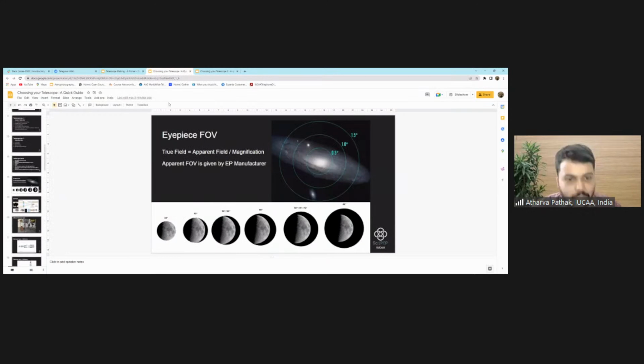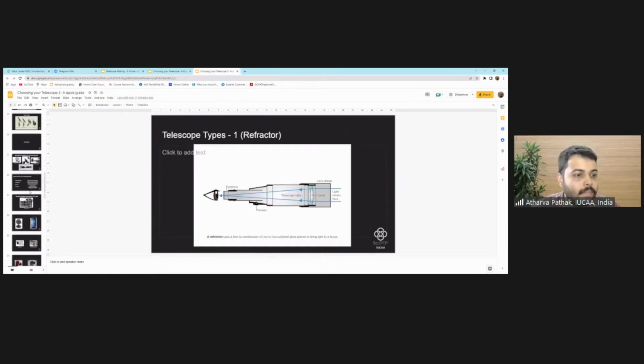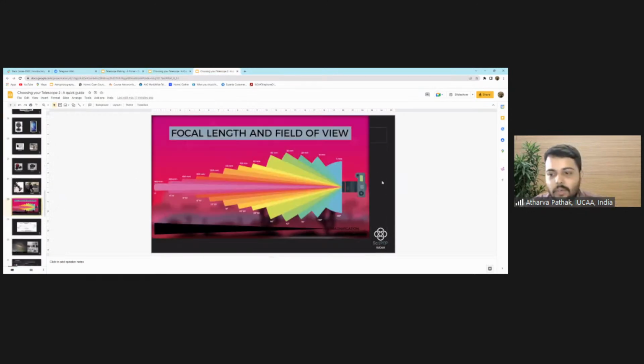Just a second. So you can quickly see this graphic over here. Here the magnification keeps on increasing from right to left, but the field of view keeps on decreasing. This is a very good visualization where you can get a rough idea of how the field of view gets narrower and narrower as you go on magnifying. This is very intuitive. It makes quite a good amount of sense.